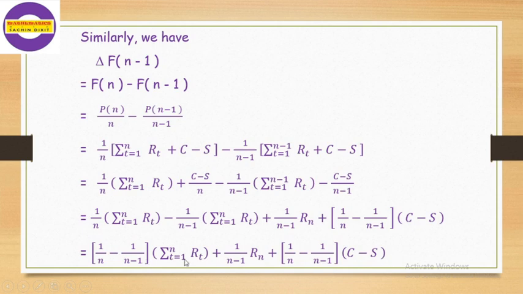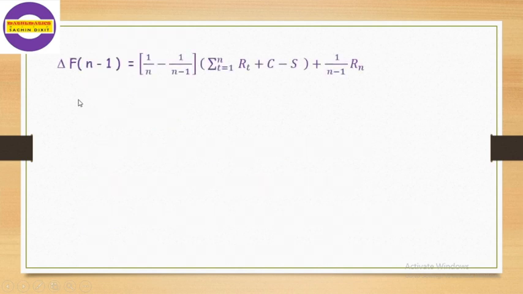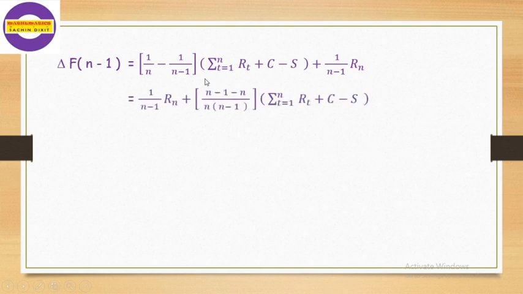Now again first and last term, if you observe, the same term will be common, that square bracket will be common. Take that common, we get del f of n minus 1 is equals to into bracket 1 upon n minus 1 upon n minus 1 into bracket summation t varies from 1 to n Rt plus c minus s plus 1 upon n minus 1 Rn. Now again this summation is nothing but P of n.